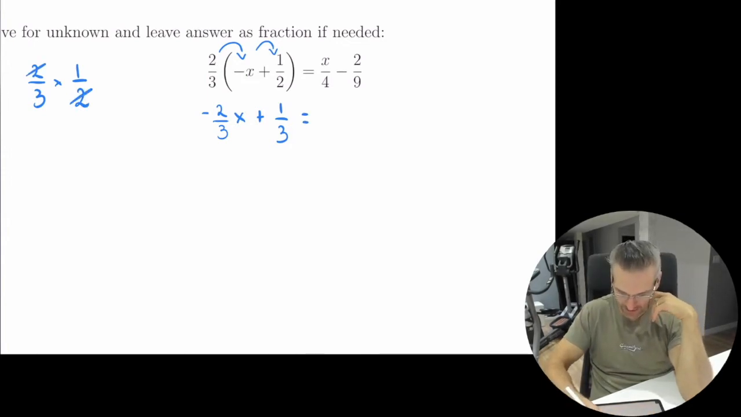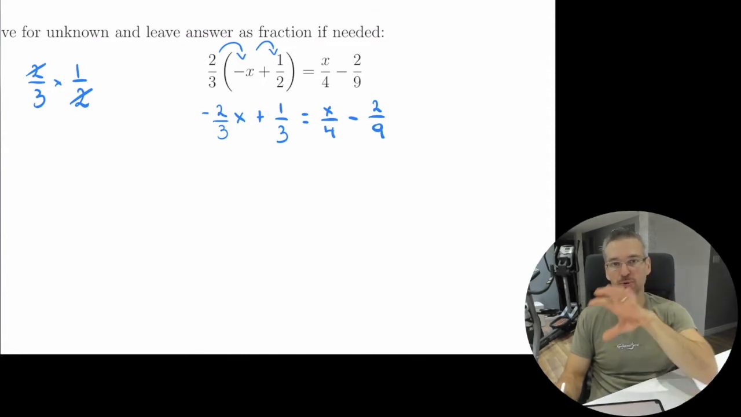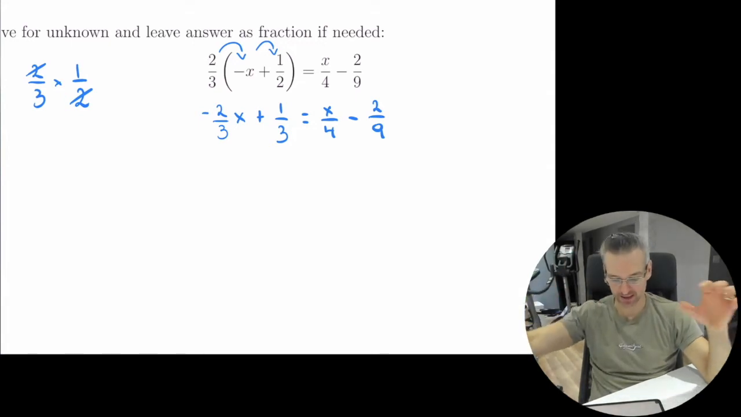On the right hand side, we have x over 4 minus 2 over 9. So I got rid of the brackets, so that is finished. Now I'm going to collect my like terms, so I'm going to take my terms with the variable and put them on one side, and put everything else on the opposite side.